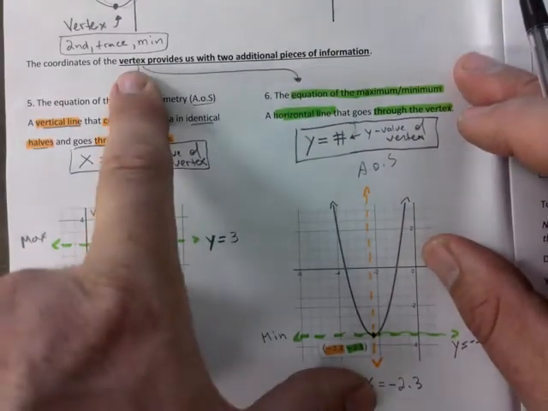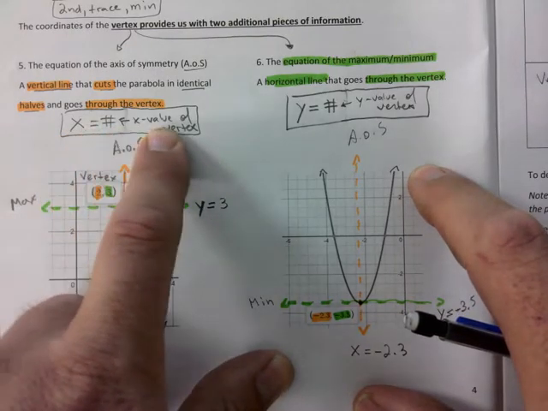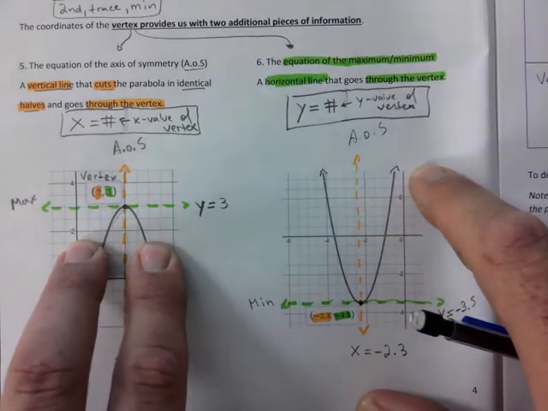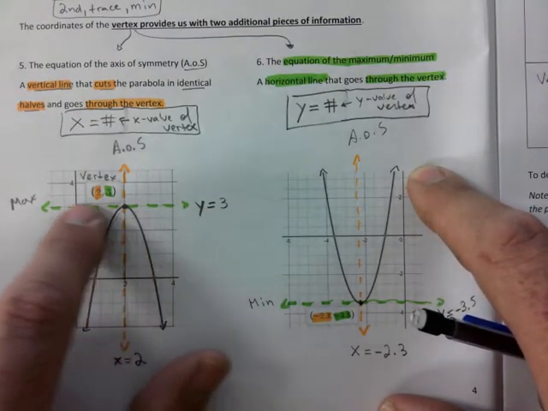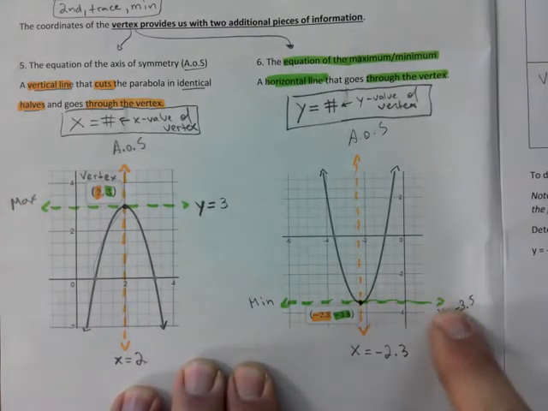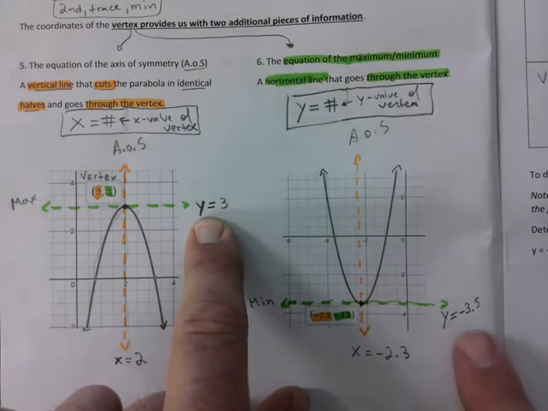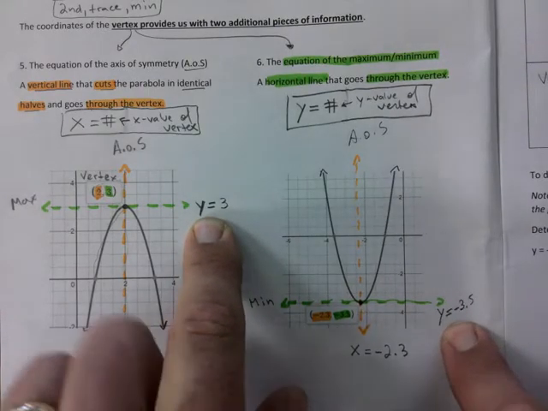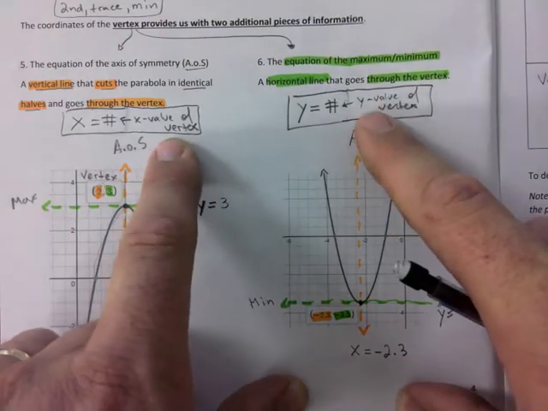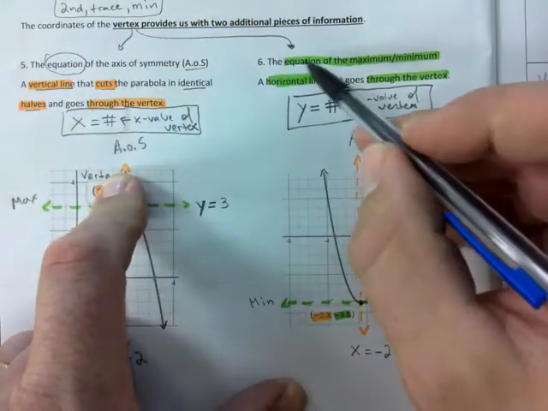And then the vertex gave us two things, right? It gives us the equation of the axis of symmetry, which is that vertical line that splits this parabola in half. And it also gives us the equation of the max in this case, or the min in this case, which also happens to go through the vertex, but in this case it's y equals a number. See that, right? So that's how they're different. And so they're actually equations, okay?